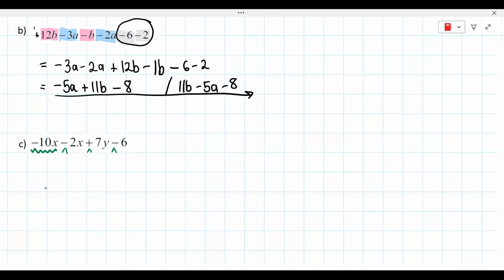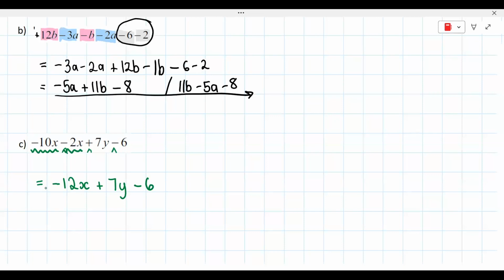Good. So I'm just going to use lines here. Okay, so negative 10x minus 2x, I got negative 12x. And then I brought the plus 7y minus 6 since they aren't like terms. Excellent. Well done. So guys, very important there what Zimi said at the end.